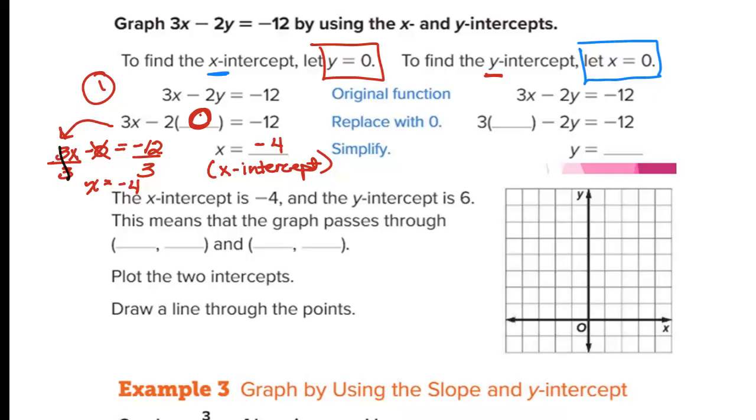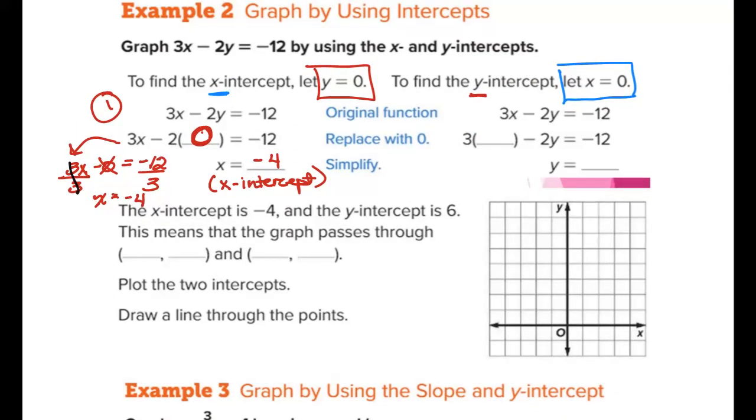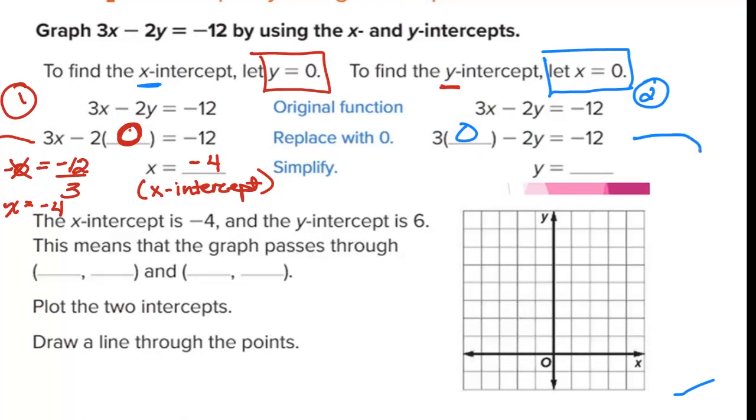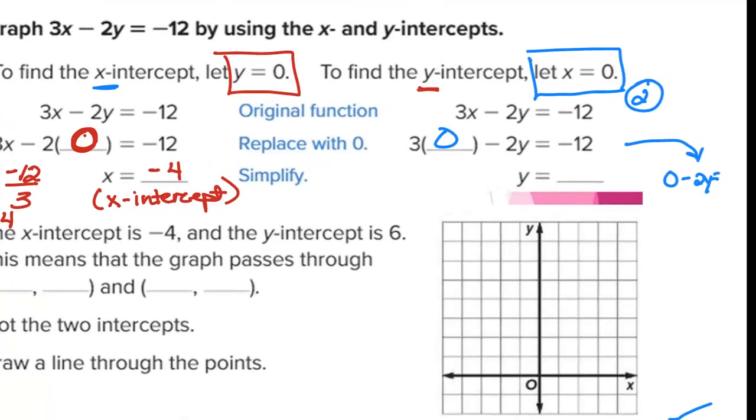Okay? So let me show you the math for the other side. This is the second side. Here we're looking for the y-intercept. The y-intercept has a value, but the x part is going to be 0. So you substitute 0 for the x value. Okay, so put in 0. 3 times 0 is 0. I'm going to show the work over here. 0 minus 2y equals negative 12. That 0 is nothing. So I have negative 2y equals negative 12.